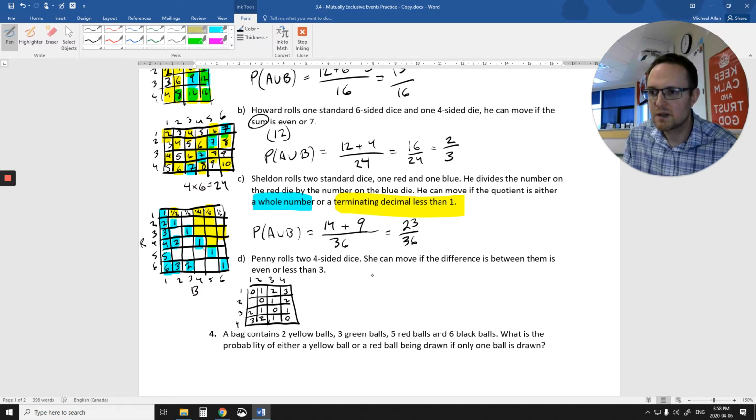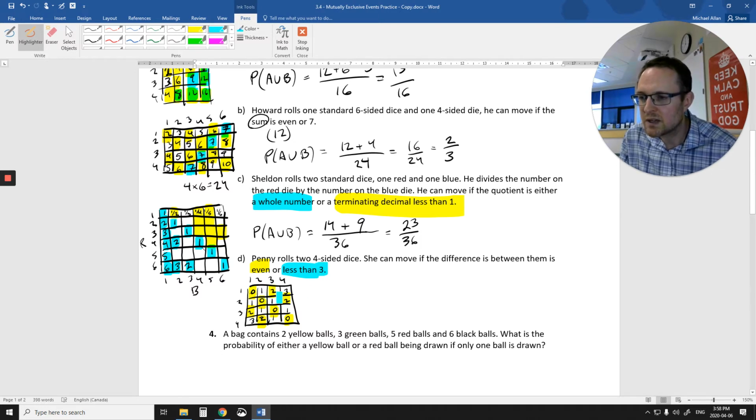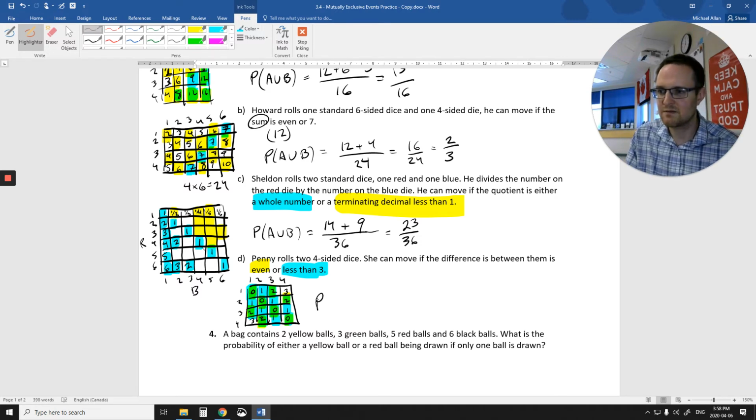So let's go through. She can move if it's even. 2, 2, 0, 2, 0, 0, 0, 0. 0 is definitely even. Okay. Less than 3. We're going to have a lot of overlap here, actually. All of this is overlap. So. Let's see, it's going to be fun if I use the formula here, because the formula is going to do this.